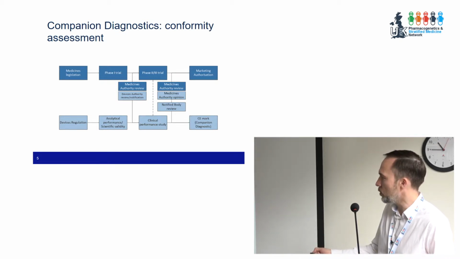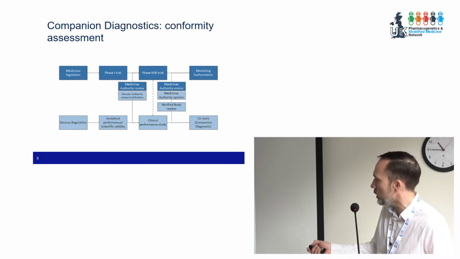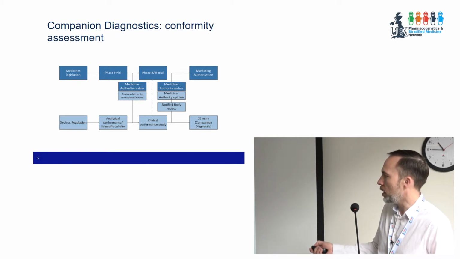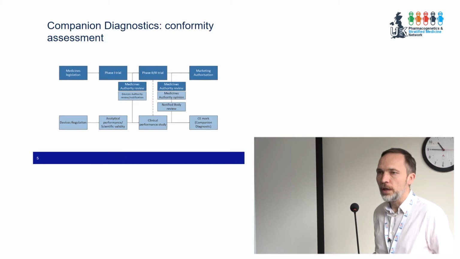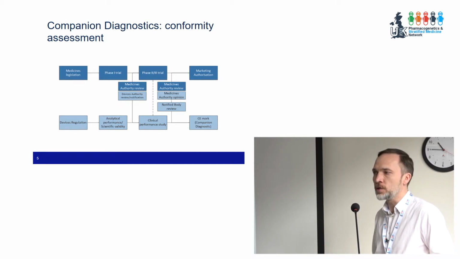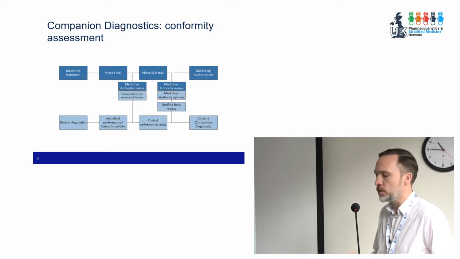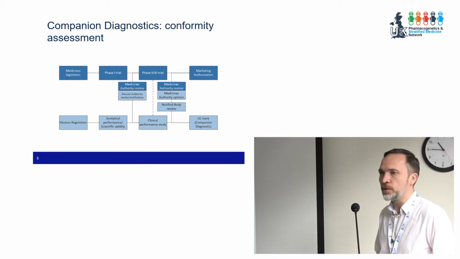And I've drawn this here as if it matches seamlessly. Phase 1 trial, authority review for your clinical trial, phase 2 and 3 trial, medicines authority review for your marketing authorization. In an ideal world, that will all go ahead in a nice coordinated way, and you'll get your companion diagnostic on the market at the same time as your corresponding medicinal product.